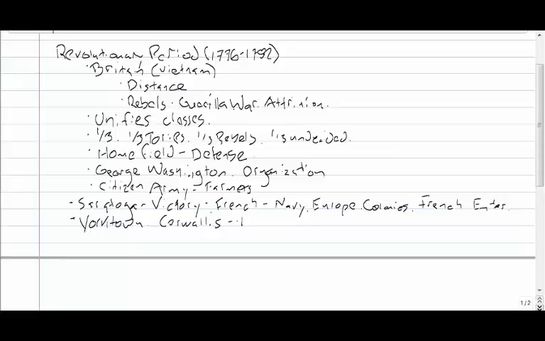Cornwallis is trapped. He's forced to surrender. He surrenders honorably on the battlefield. We accept the surrender. The British go home, and we begin to negotiate a deal or a peace. And this peace that we're going to talk about is going to be negotiated in Paris on our turf. And eventually it will come to be known as the Peace of Paris, and it comes out in 1782-83.